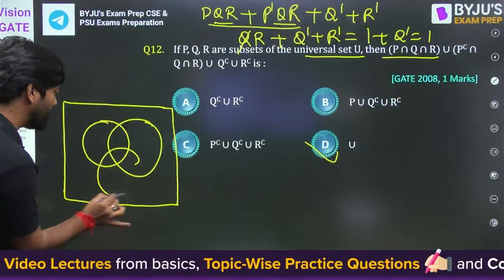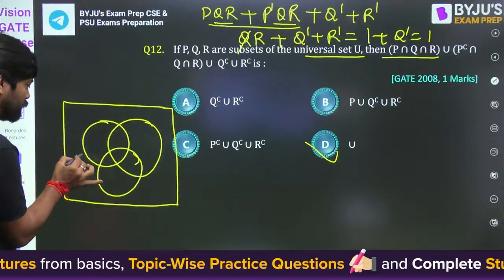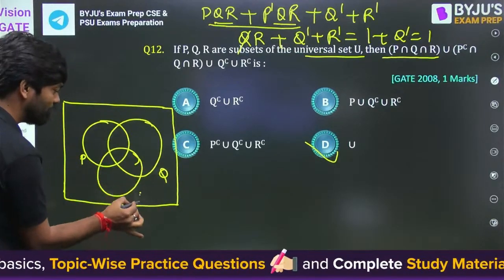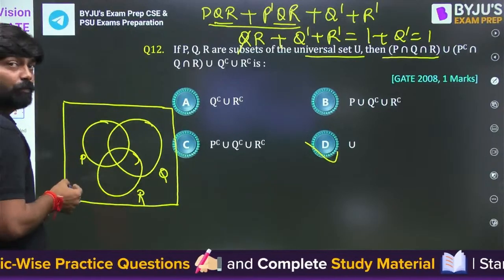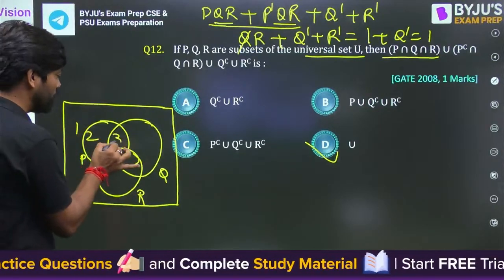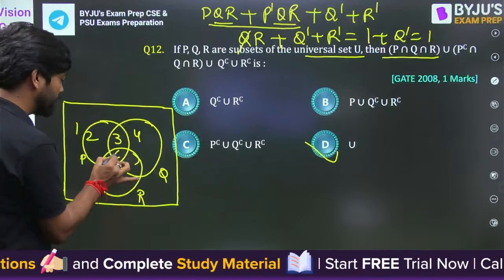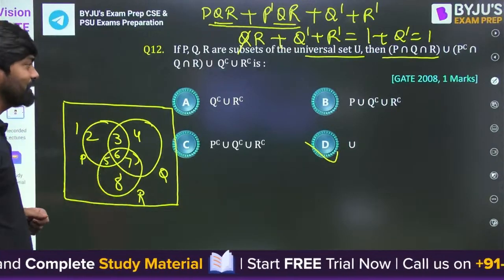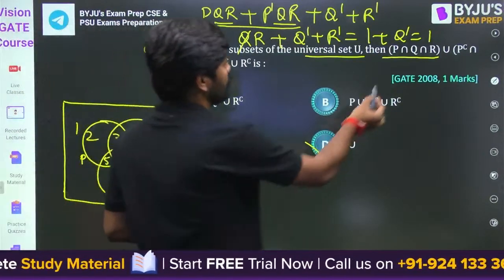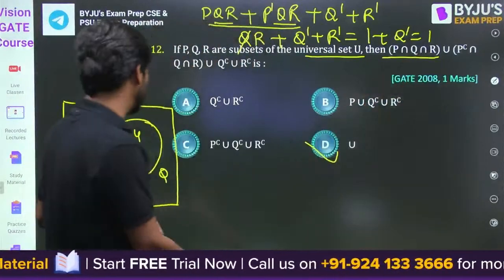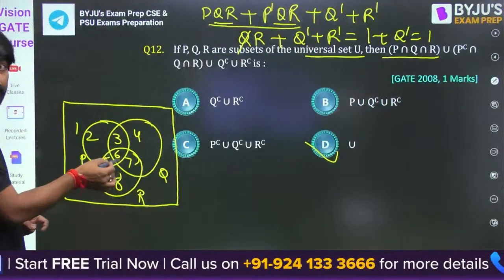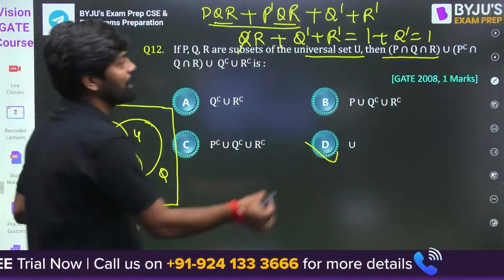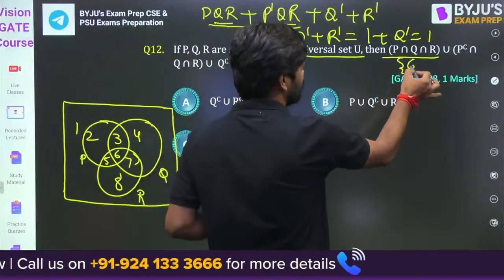We have PQR, my dear friend. Let's suppose this is P, this is Q, and this is R. Let me just put some numbers here: 1, 2, 3, 4, 5, 6, 7, 8. So 8 regions are there. Now you see here in the question, P intersection Q intersection R. What is P intersection Q intersection R? If you see clearly, 6. So I'm writing 6 here.